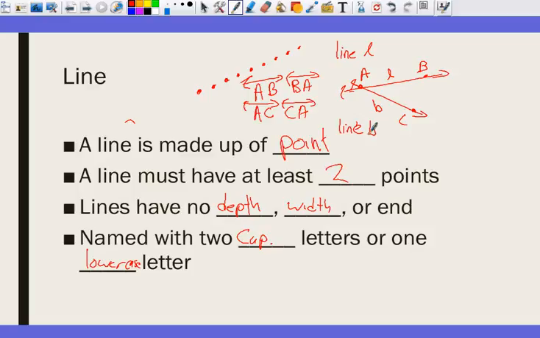Next. What do you guys think is next? Planes.